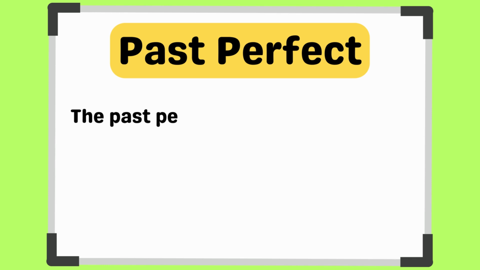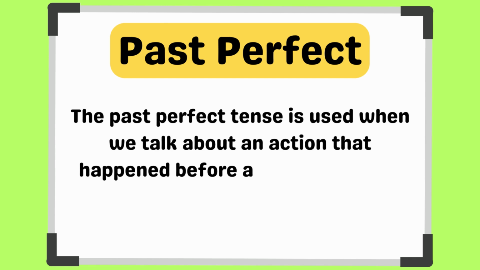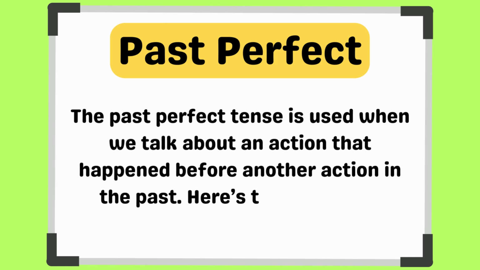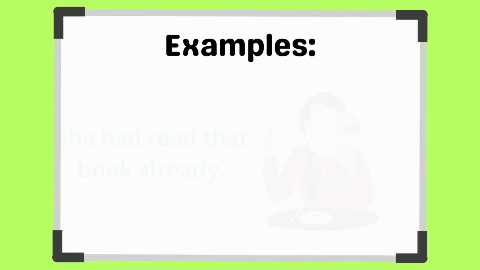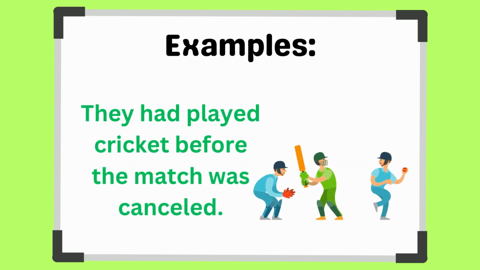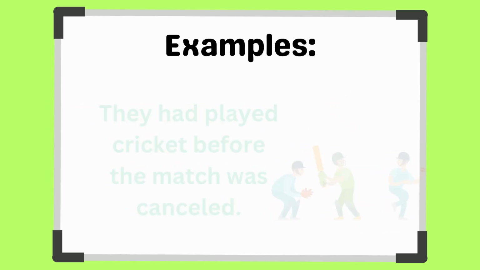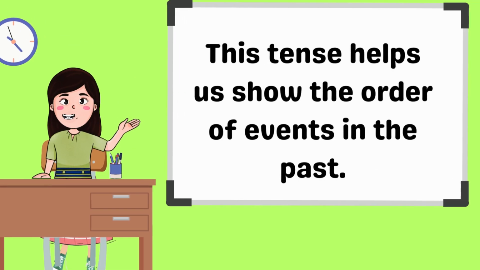Past perfect. The past perfect tense is used when we talk about an action that happened before another action in the past. Here's the structure. Structure: subject plus had plus verb, past participle. Examples. She had read that book already. They had played cricket before the match was cancelled. This tense helps us show the order of events in the past.